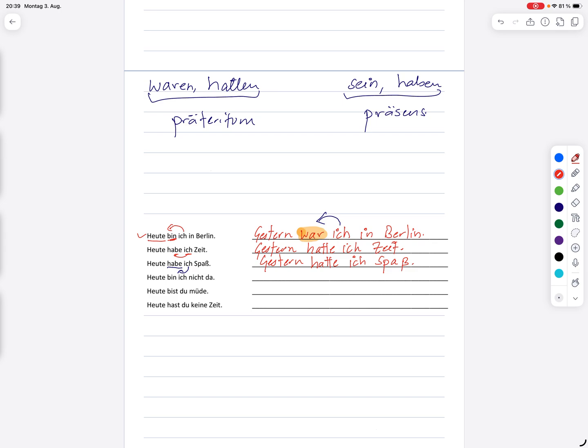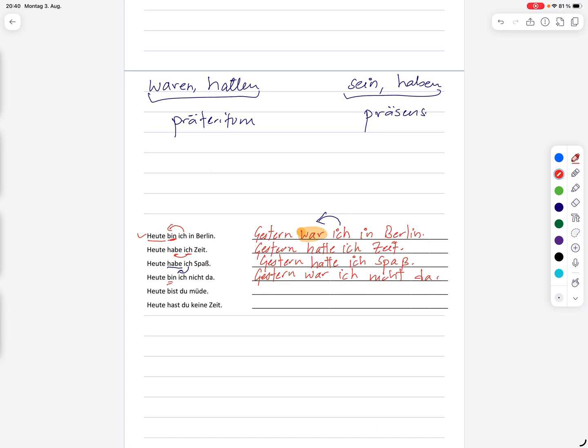Now, "Heute bin ich nicht da." So today I am not there, sorry. "Heute bin ich nicht da." So gestern, "war ich nicht da." Yesterday I was not there. So we will do sein, then sein has been here. For sein we have waren, so we will conjugate waren with respect to ich. So war: "Gestern war ich nicht da."